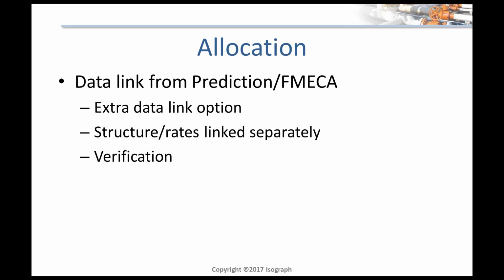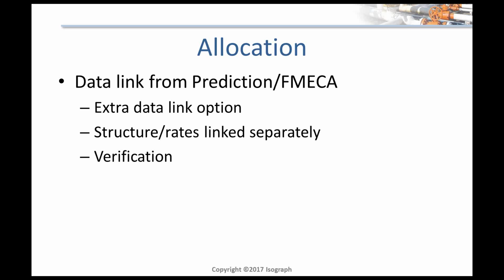You can data link from either the prediction or the FMECA modules to the allocation module. This data link works in two ways. One is you can transfer the structure. You can create your allocation project by transferring a prediction structure. And secondly, you can create data links for the failure rates separately. So you can transfer prediction failure rates to the allocation module.